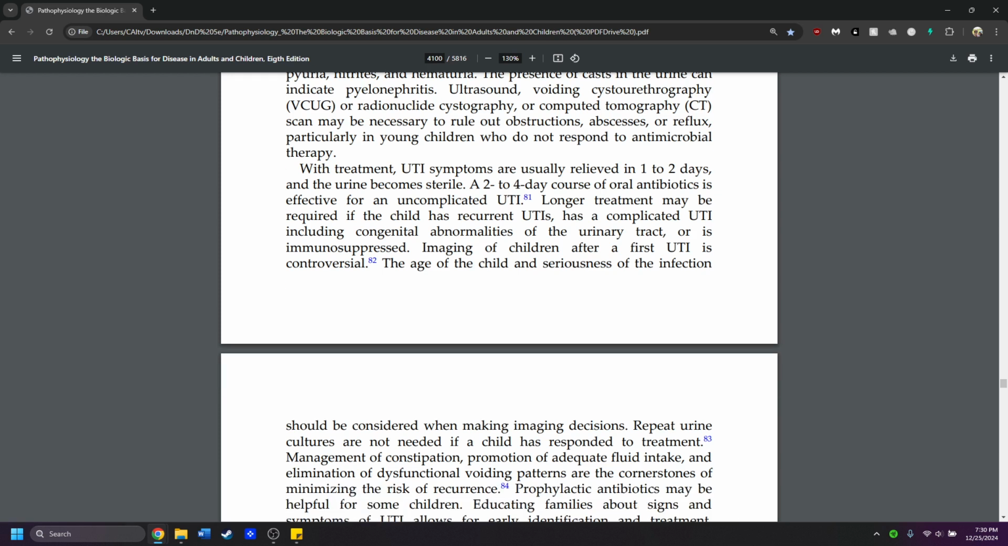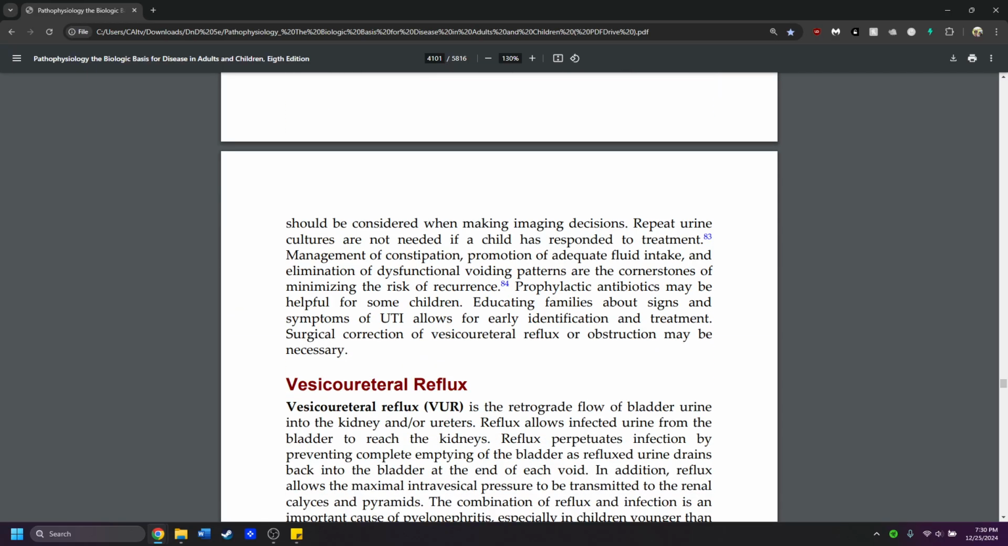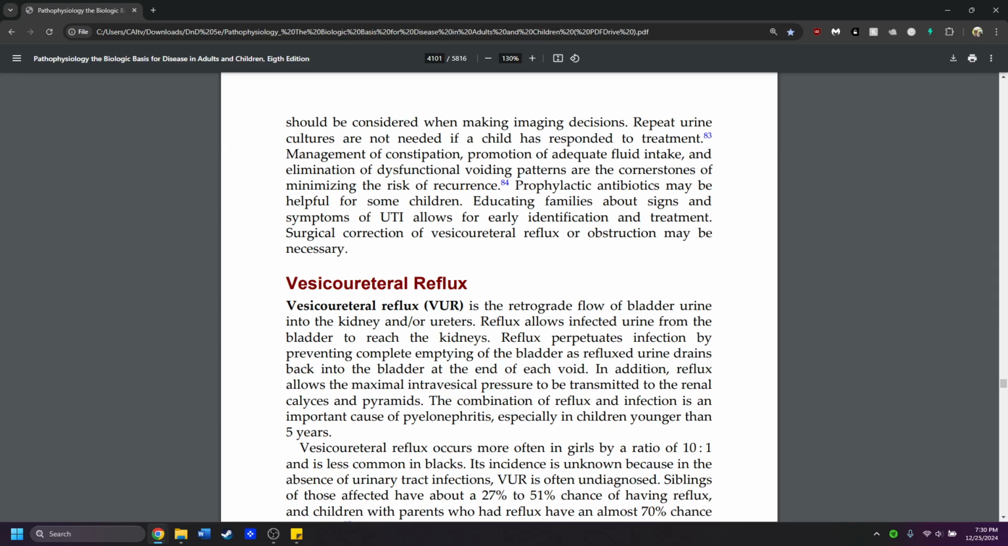Imaging of children after the first UTI is controversial. The age of the child and seriousness of the infection should be considered when making imaging decisions. Repeat urine cultures are not needed if a child has responded to treatment.